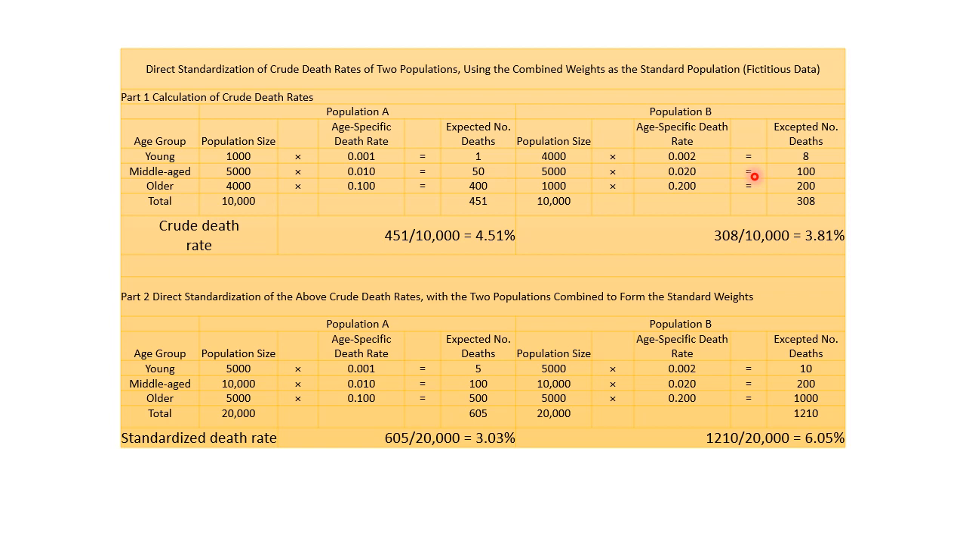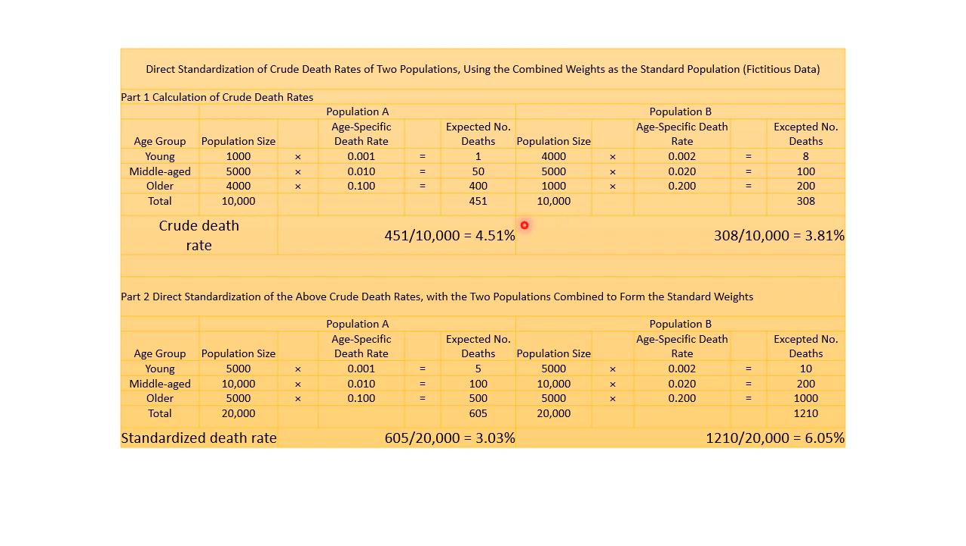They do the same thing for B, and you see 3.81%. So you look at it and you're like, okay, well, it looks like more people are dying. The death rates are higher in population A than they are for B. However, when you actually look at the age-specific death rates, you see here it's actually doubled. So what we can do is try to apply it to the standardized population. Again, it's kind of a fictitious population. We can apply it there.